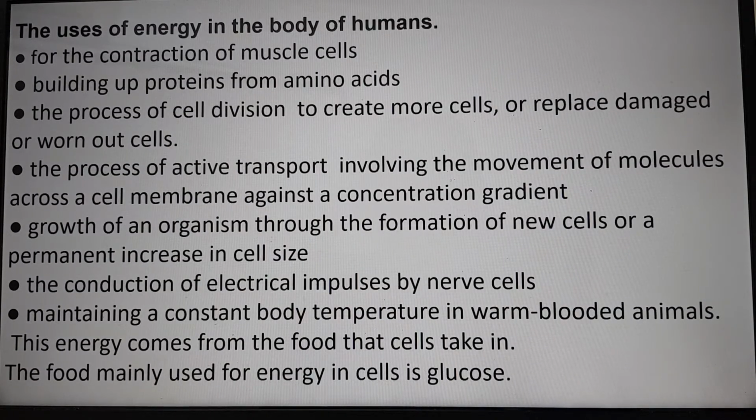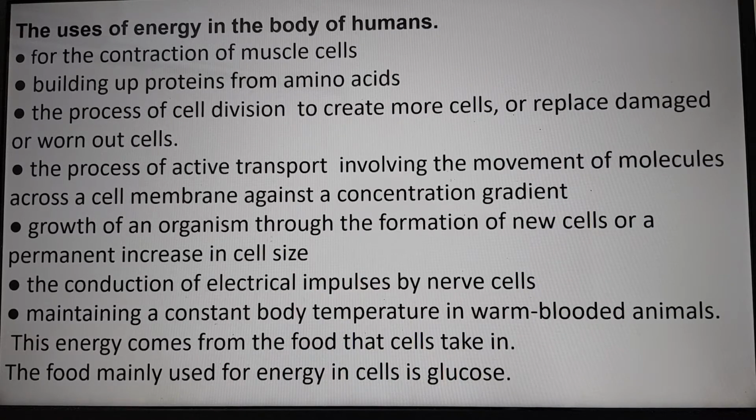Let us see what are the uses of energy in the body of humans. For the contraction of muscle cells, we need energy. For building up of proteins from amino acids, we need energy. For the process of cell division, to create more cells or replace damaged or worn out cells, or to make reproductive cells, we need energy.